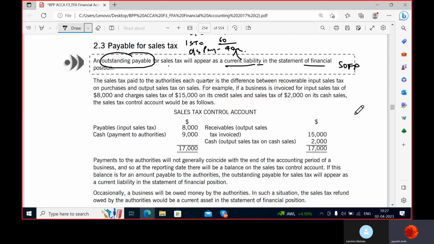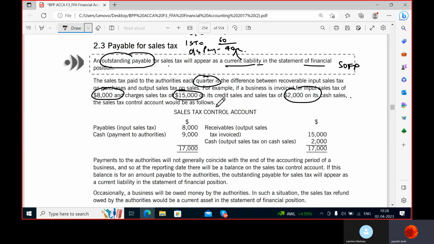Yes, ma'am. Now, basically the payment is made on a quarterly basis. So the sales tax paid to authorities each quarter is the difference between input sales tax on purchases and output sales tax on sales, just like the previous one. So if a business is invoiced for input sales tax of $8,000 and they charge output sales tax of $15,000 on its credit sales and sales tax of $2,000 on its cash sales.